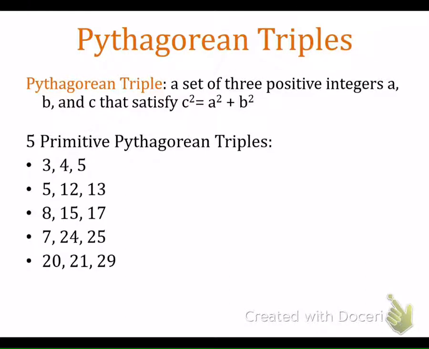Here are 5 very popular ones, okay? So 3, 4, and 5 will work. 3 squared plus 4 squared equals 5 squared. 5, 12, 13, 8, 15, 17, 7, 24, 25, and 20, 21, 29. The cool thing is that, let's just take the first one, for example. This is probably the most popular one. If you multiply these all by 2, those numbers work as well. Like 6, 8, and 10 works. 9, 12, and 15 works. 15, 20, and 25 works.